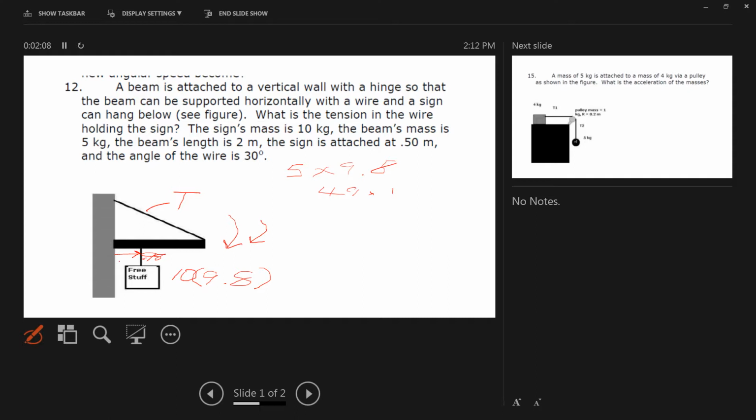So now that we've got 49 newton meters from the beam's mass, and we've got 98 times a half, or 49 newton meters, in the sign's torque, we have a total of 98 newton meters of torque. Now we're told that the angle right here is 30 degrees.